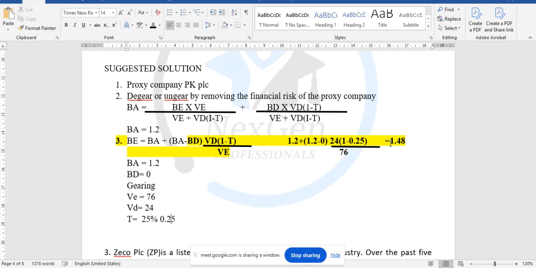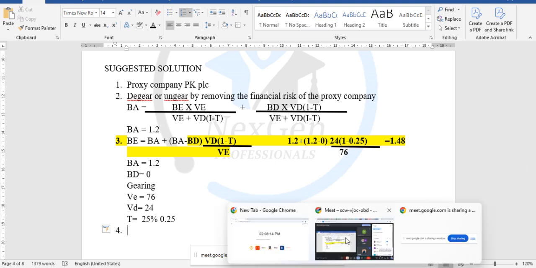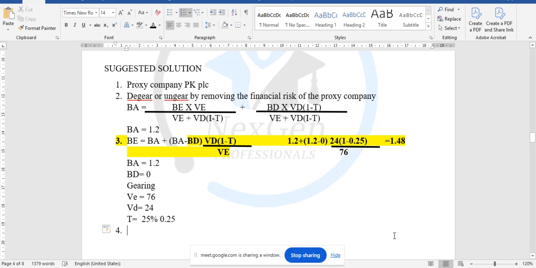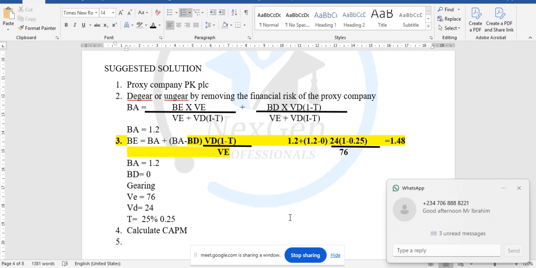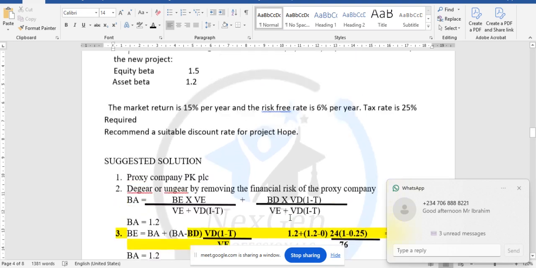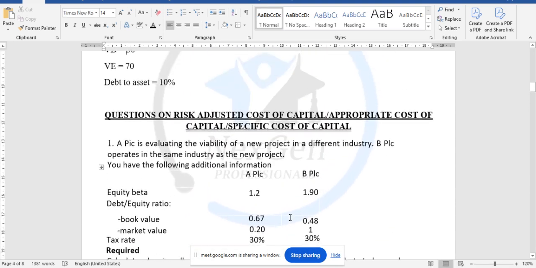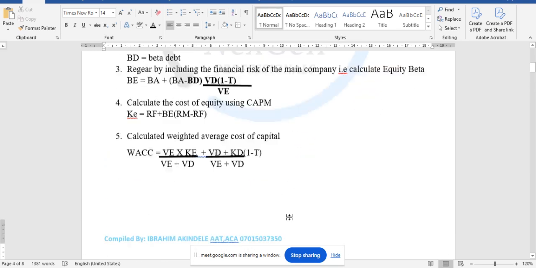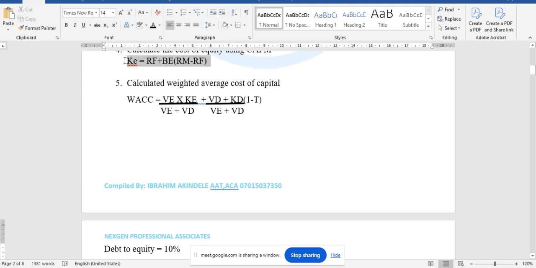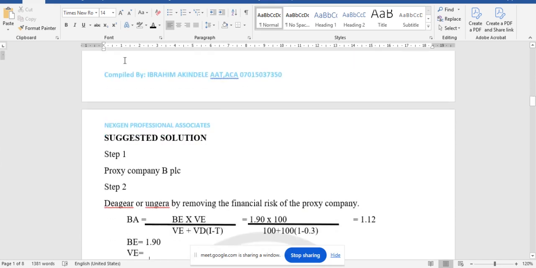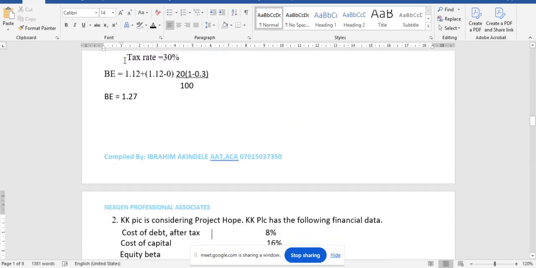What is the next step? You calculate the CAPM, because the risk-free rate and all that is given in the question. Okay, we have 10 minutes. So now, the next thing is to calculate CAPM. What is the formula? Let me quickly copy it so that I won't waste my time. Don't forget that if you have a risk premium, you will not have market return minus risk free. You will just put the risk premium.